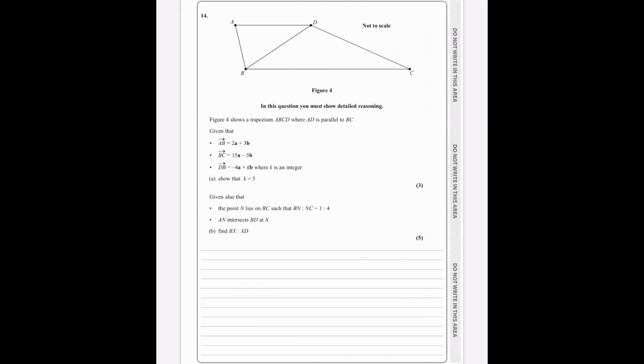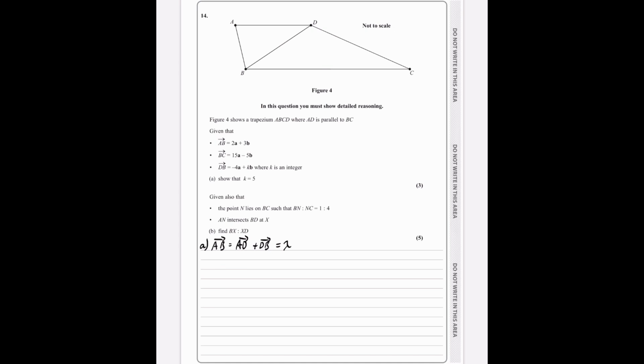Question number 14 is the vectors question. We're going to firstly deduce that k is equal to 5. I'm going to construct the vector AB in an alternative way. To go from A to B, we get given it as 2a plus 3b, but I'm going to do it by going from A to D and then from D to B.